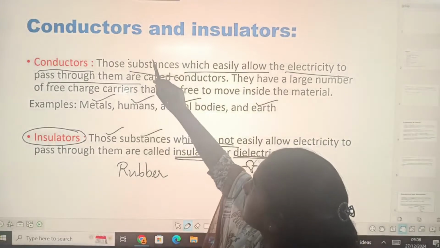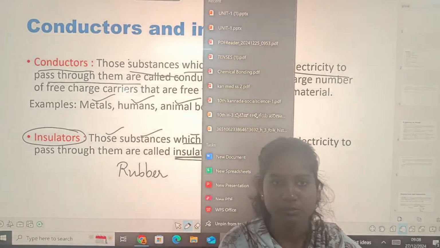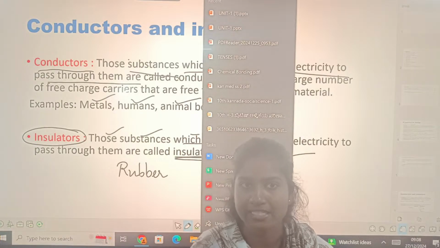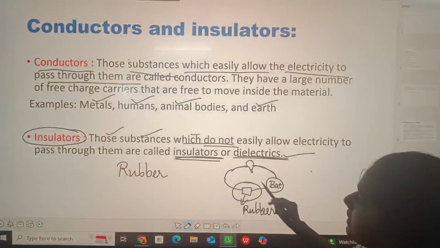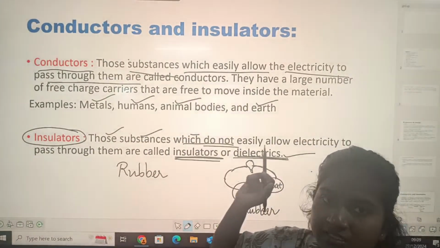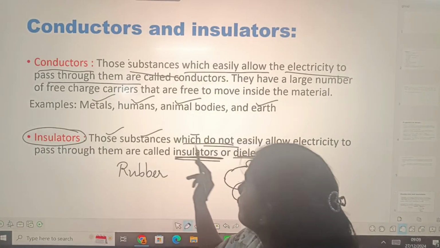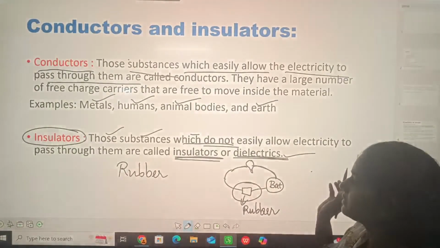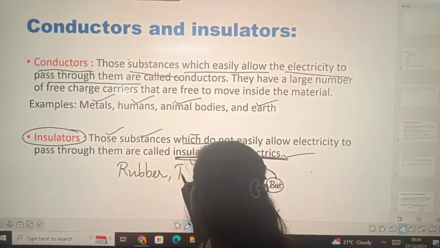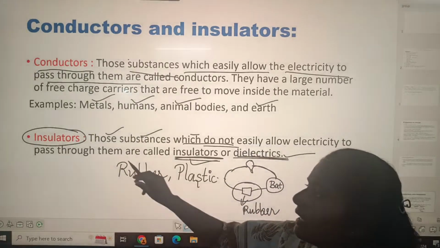So in today's class, conductors and insulators we have discussed. Conductors means the substances which allow the electricity to pass through them. The examples are metals, human beings, animal bodies and earth. In case of insulators, those substances which do not easily allow electricity to pass through them are called insulators. For example, rubber, plastic, these are some examples of insulators.